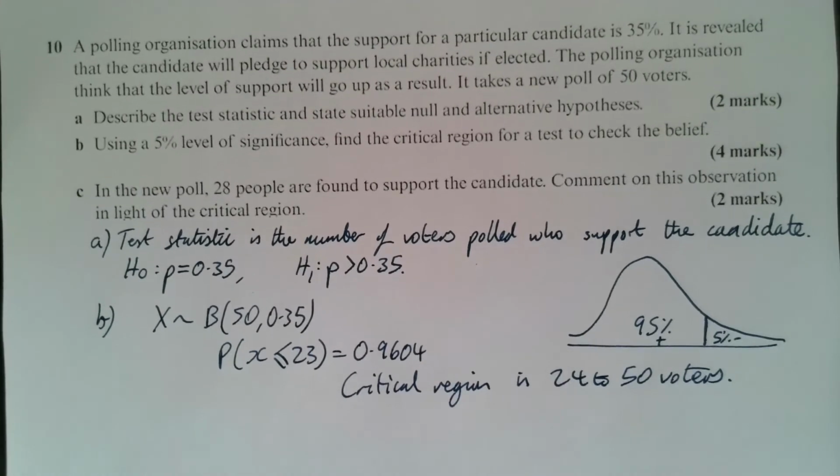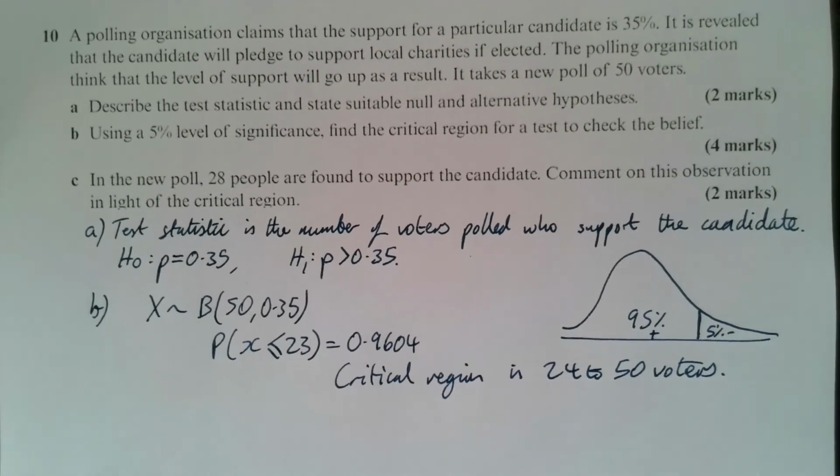So the final thing, in the new poll, 28 people are found to support the candidate. Comment on this observation in the light of the critical region. It's in the critical region, therefore what we can say about that is that using the 5% level of significance is enough evidence to support the organisation's claim that the candidate's support has been increased.